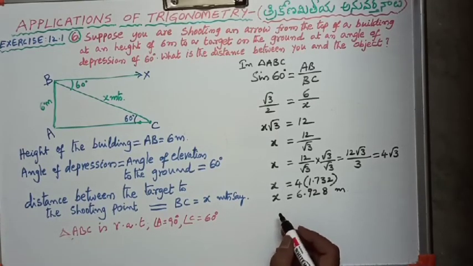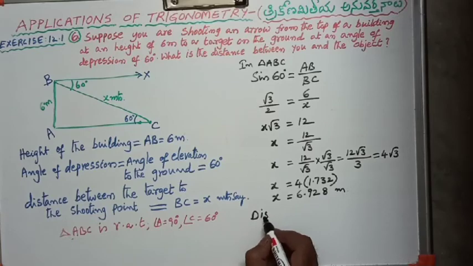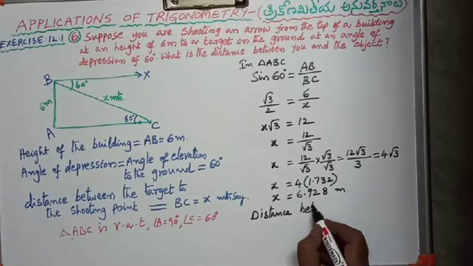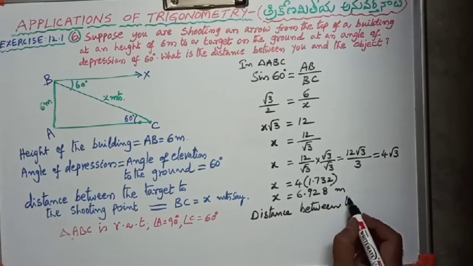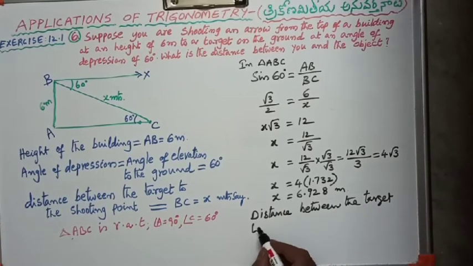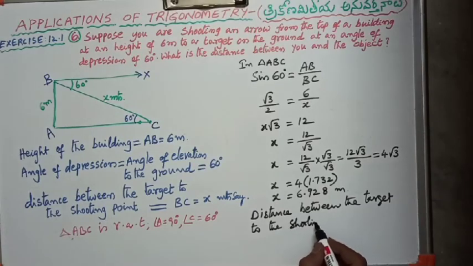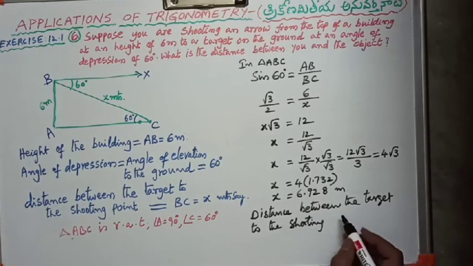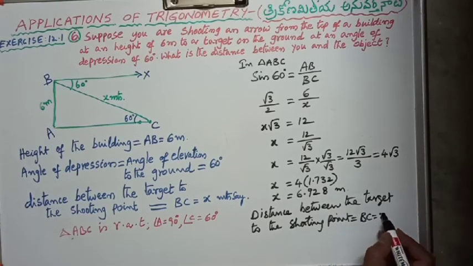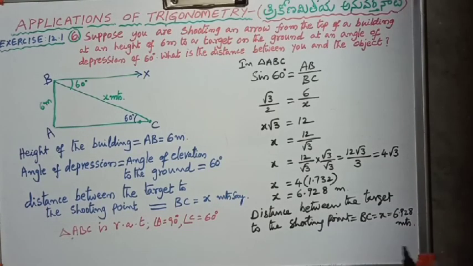So the required value is the distance. Therefore, the distance between the target and the observer, or the shooting point, BC, is equal to X, is equal to 6.928 meters. In this way we solved this problem. Thank you.